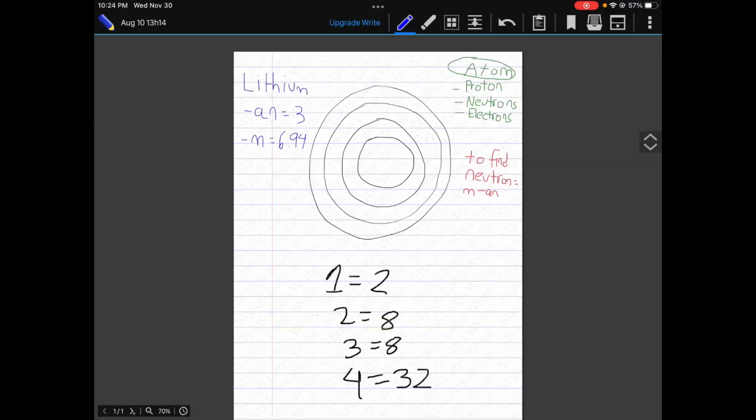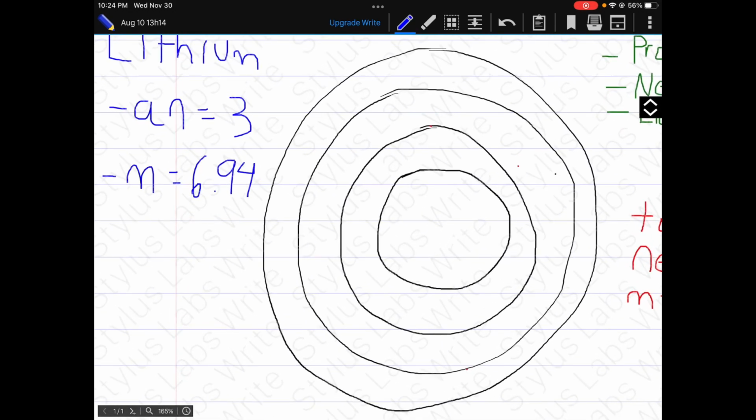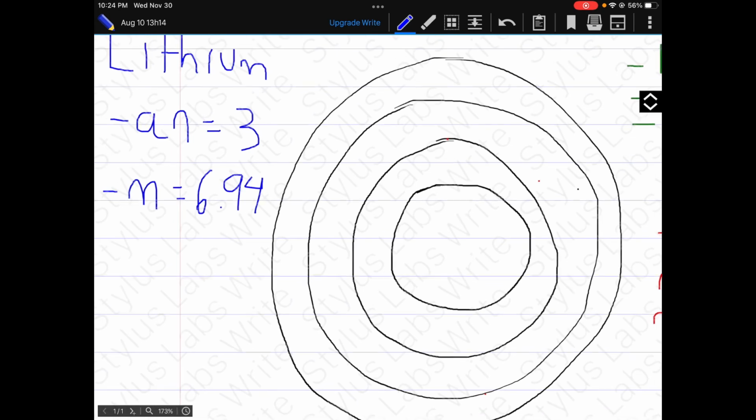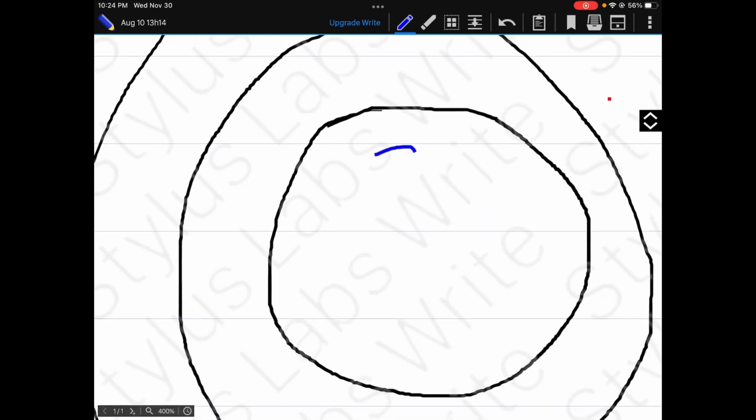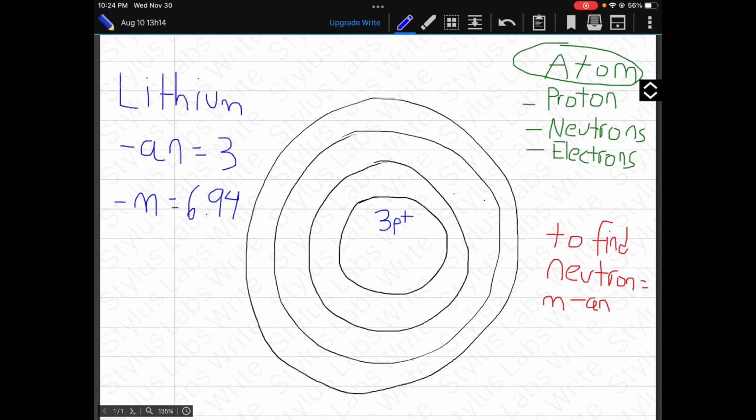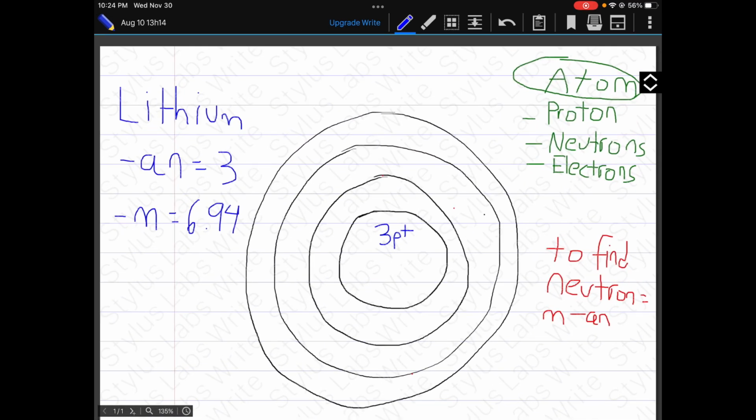Now we will be trying an example of lithium. So to start off, we know that lithium's atomic number is 3, and its mass is 6.94. So as we learned, now that we know our atomic number is 3, we know that we have 3 protons and 3 electrons. So let's go ahead and draw that. 3 protons, and we'll wait for the electrons later.